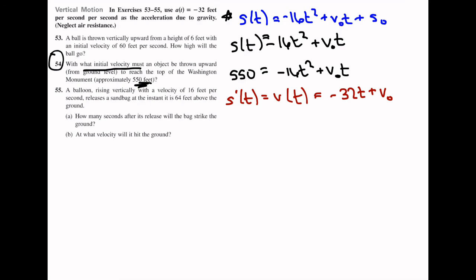So now you know a couple things. You know that when the maximum height is reached, picture this thing going up. You threw something, and it goes up, and then it has to stop, and then it comes back down. When it stops, you not only know how high it needs to go, but you also know that you want your velocity to equal 0. Okay. So let's set the velocity equal to 0. And that gives you that v sub 0 equals 32t.